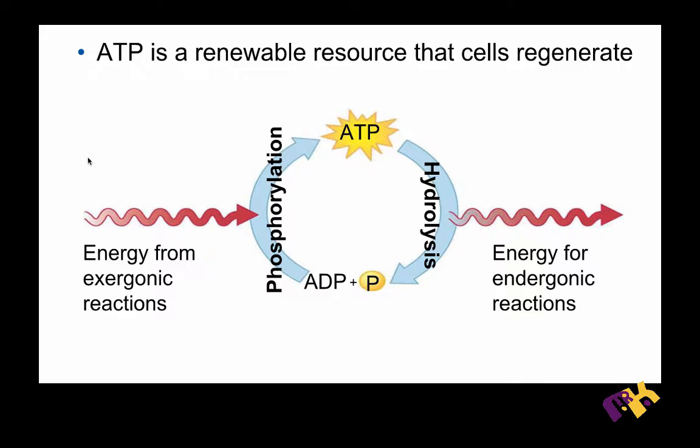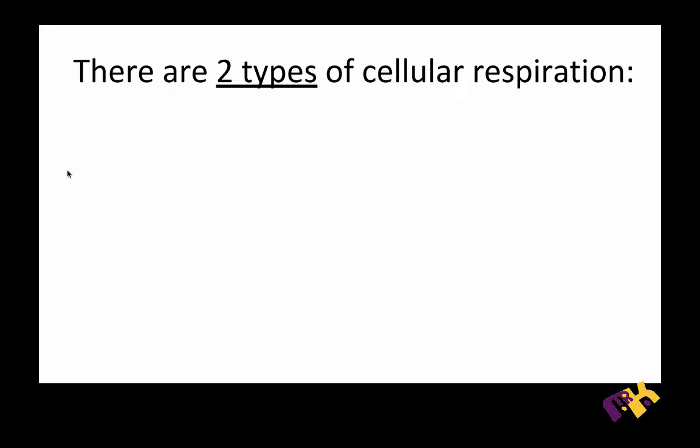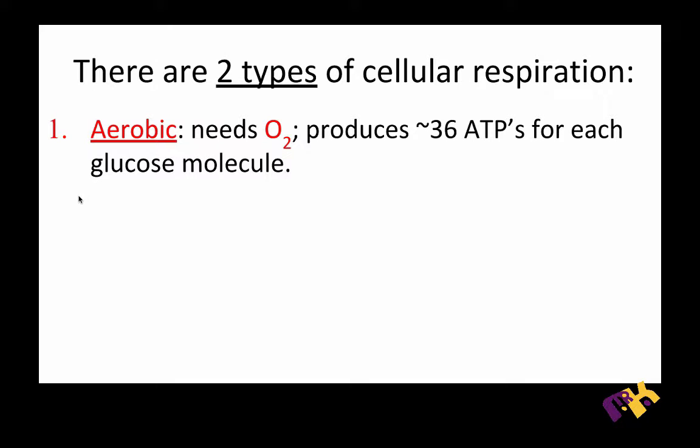All right, so enough about energy and the energy molecule and all that. Let's get into the respiration side of things. There are two types. The first type is aerobic respiration. Aerobic, aero meaning air, needs oxygen to function. And it's going to make about 36 ATPs for every one glucose molecule.